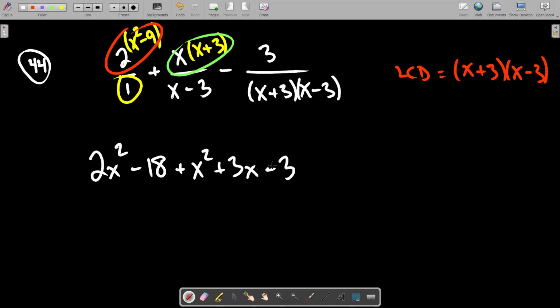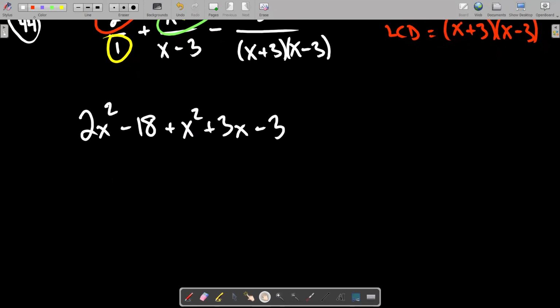All right, let's go ahead and combine up some like terms. The last one is coming right up here. So we get 3x squared plus 3x minus 21. And I don't think there's going to be any meat on this bone. I think I've picked another one where there's really nothing going on here.